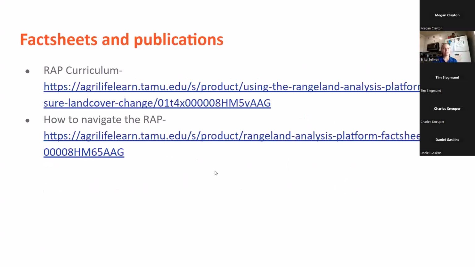There's a couple of fact sheets and publications I wanted to talk about. If you want to do a little assignment for yourself, just to learn about the Rangeland Analysis Platform and use some demonstration ranches, there's curriculum available that teaches about the Rangeland Analysis Platform that I'm a co-author on. I've also got a fact sheet out there that talks about how to navigate the RAP in general. But with that, I'll go ahead and end my talk there.